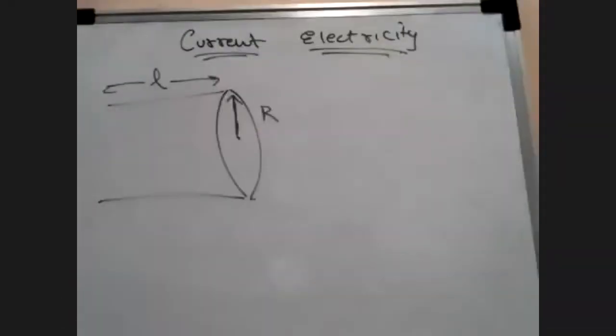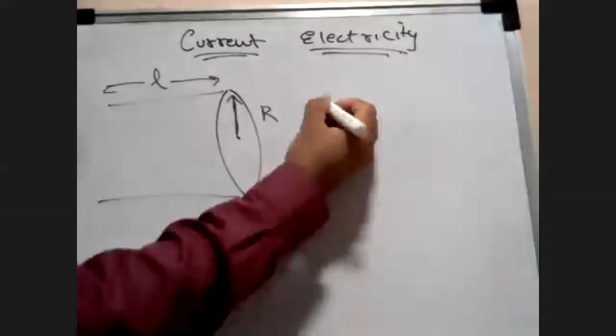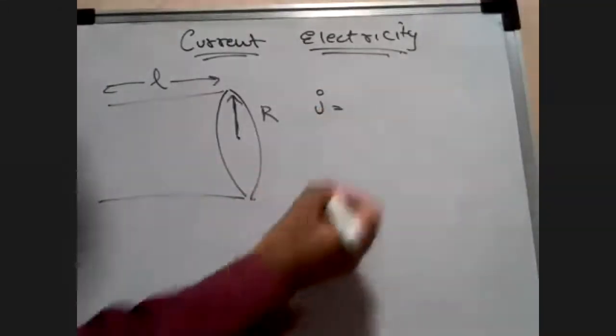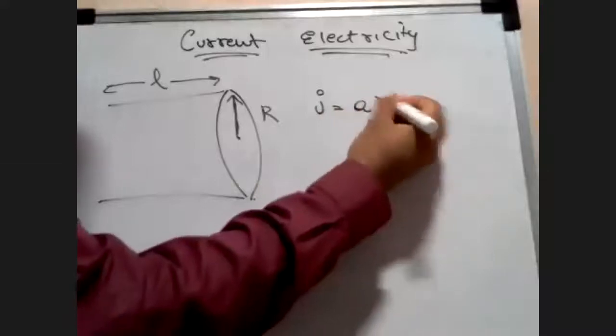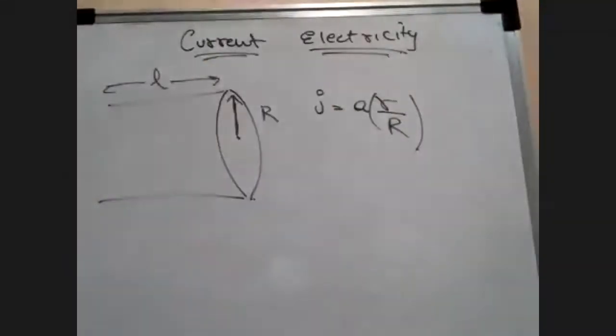But this time I say that the current density is not uniform. The earlier question was uniform. This time J is equal to A small r upon capital R. Can you find out the current through this? At least tell me what can be the approach? I have to find out the current, just as simple as that.